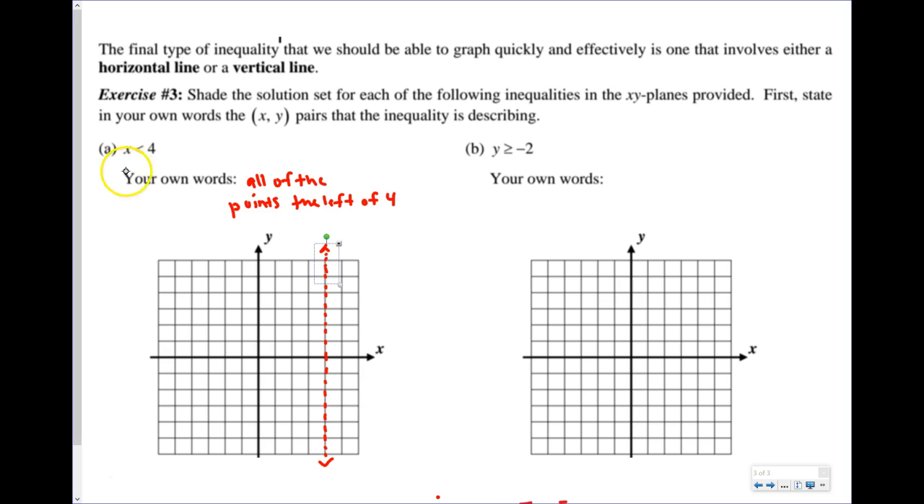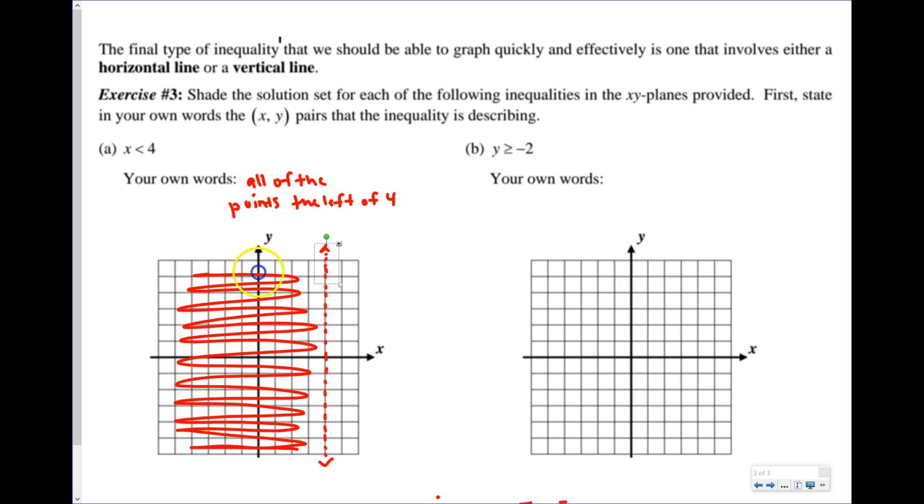And since this says less than, you're also thinking what numbers actually satisfy this. Numbers like 3, 2, 1, 0. So all of the numbers to the left of 4 satisfy this inequality, right? Numbers like 5 and 6, like this point 6, is 6 less than 4? No, that's why we don't shade it, right? So we're shading to the left.